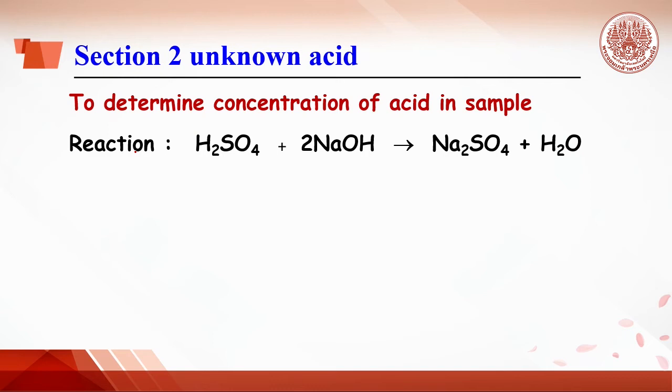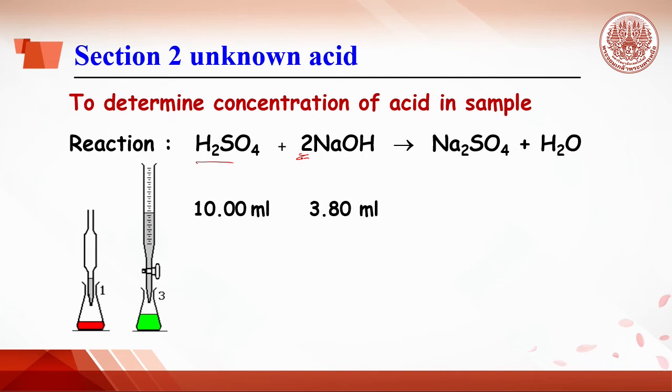Now, coming to the main objective, determining the concentration of the unknown acid. The unknown acid is a diprotic acid, hence the stoichiometric reaction is 1 mole of acid reacting with 2 moles of base. Again, from the experiment, the acid is pipetted, 10 ml into the flask. Sodium hydroxide is in the burette. From section 1, we got the concentration of sodium hydroxide of 0.04464 molar. If the titration uses sodium hydroxide about 3.8 ml, we can determine the concentration of sulfuric acid by extrapolation from this relationship.